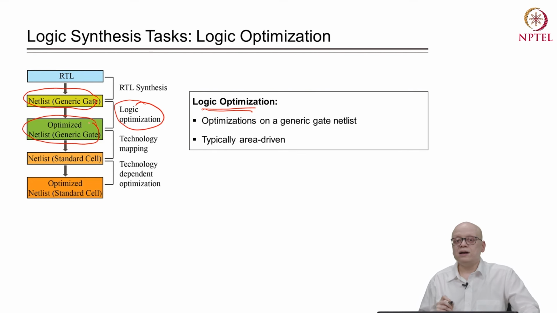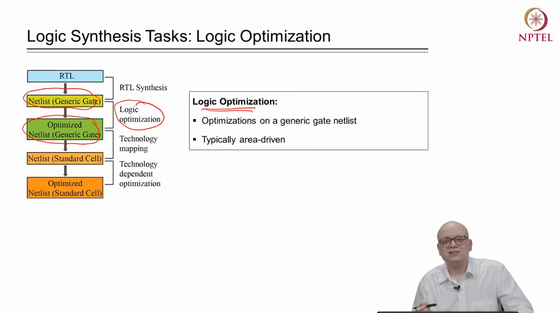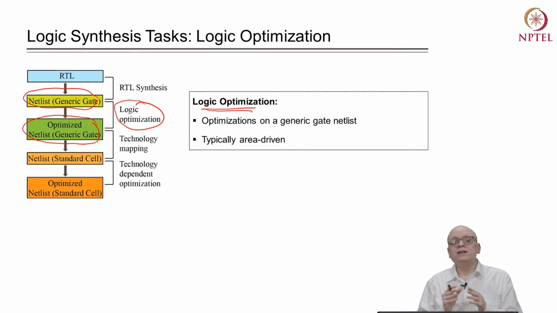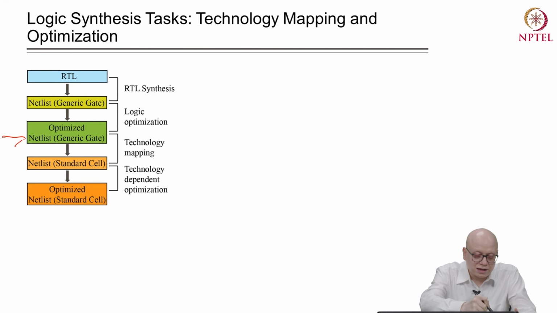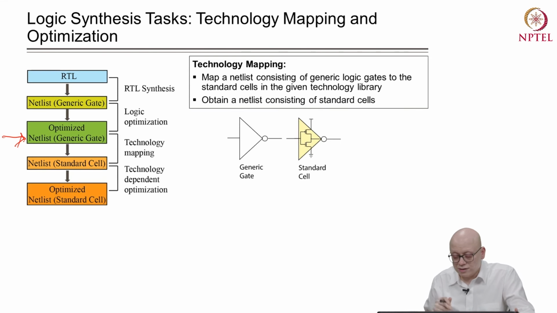In that case, the techniques that you might have studied in the digital circuit course cannot be applied directly. Those are modified or enhanced and made more sophisticated to handle a larger number of variables or bigger circuits, and at the end of logic optimization we get a minimized logic circuit. But note that after logic optimization we still have a netlist in terms of generic gates.